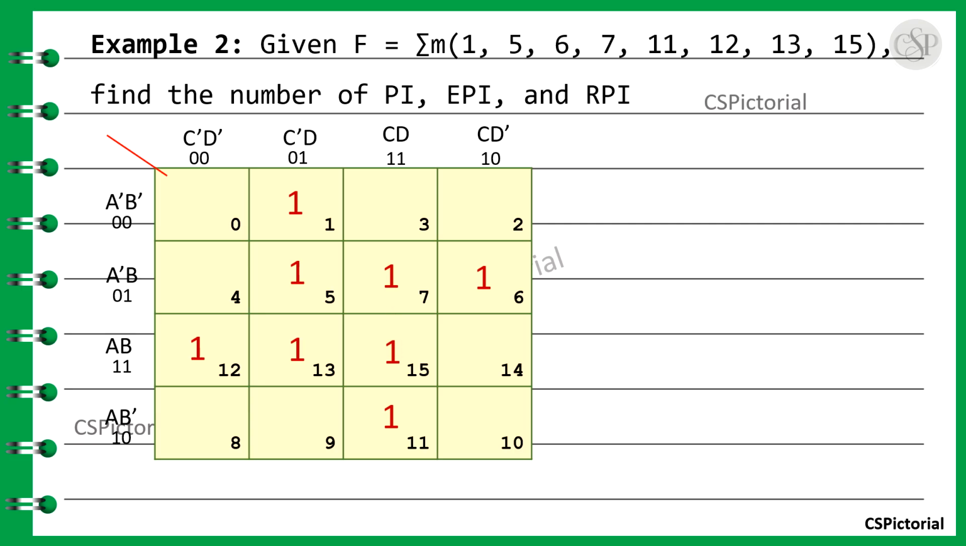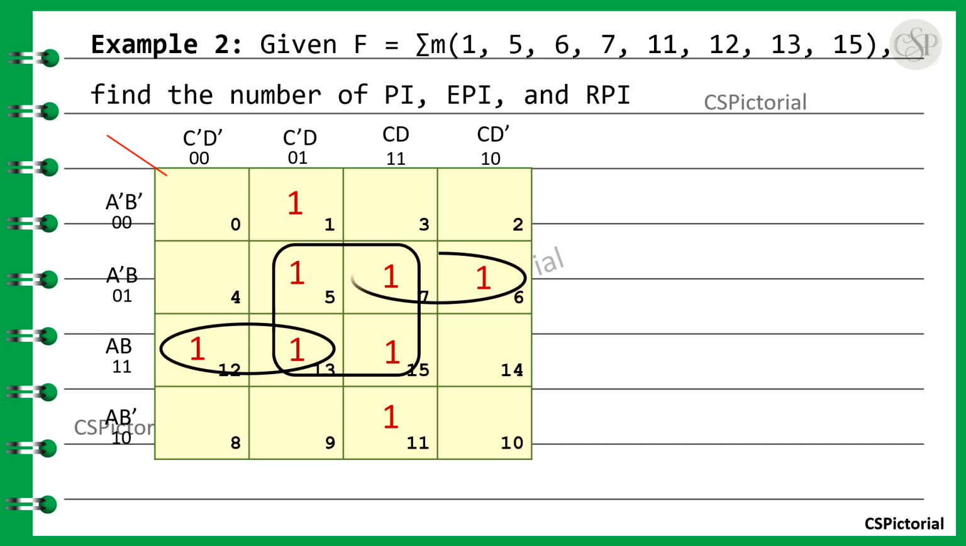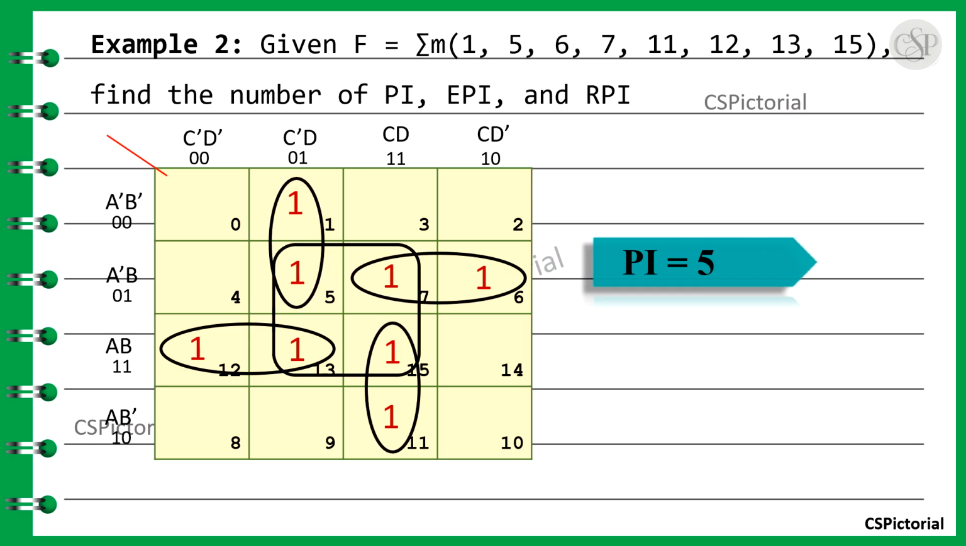We make all the possible groups covering ones in the K-map. First, we make the largest possible group, that is a quad, a group of 4 adjacent ones. Then we make these 4 pairs. Thereby, the total number of prime implicants is 5. Now let us find out EPIs.